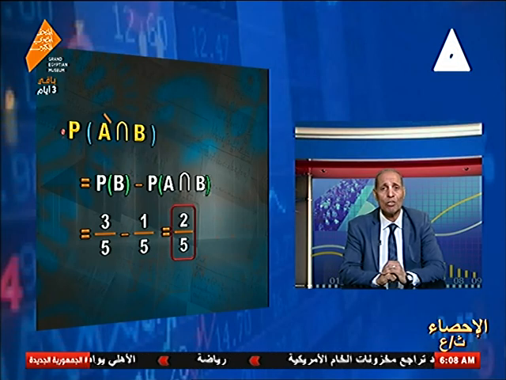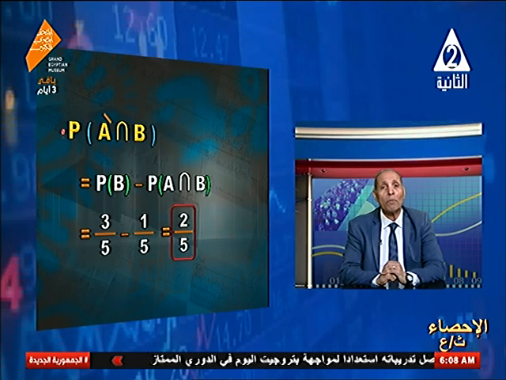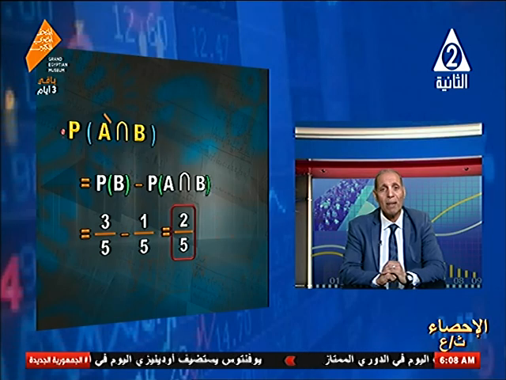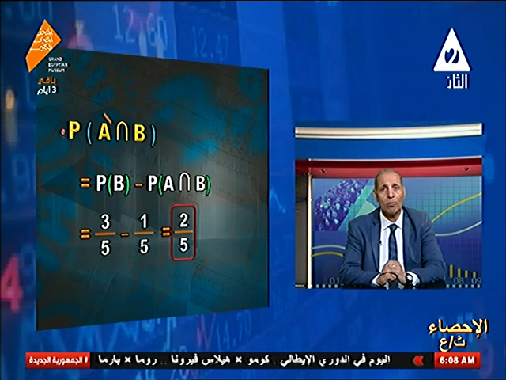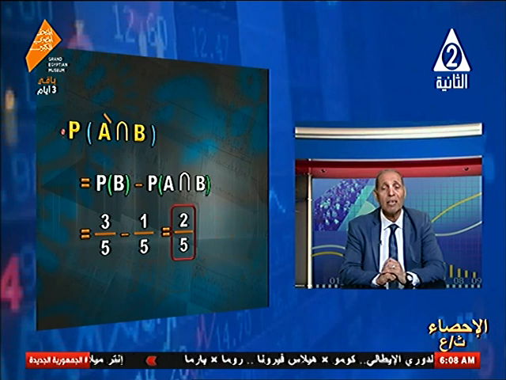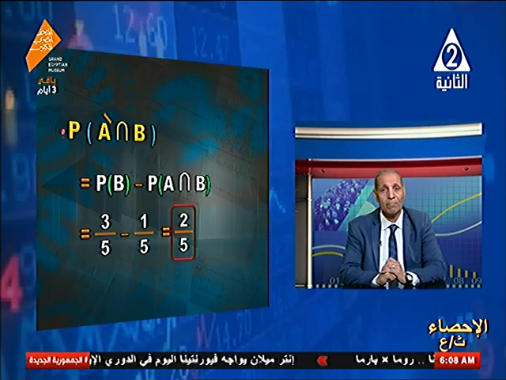Don't forget, my dear student, A intersect A complement equals the empty set, but A union A complement equals the universal set. Then the probability of A union A complement must equal 1, but the probability of A intersect A complement equals 0.